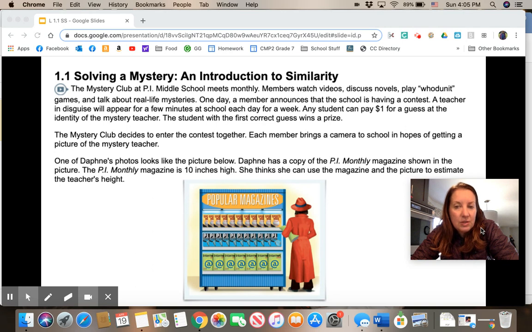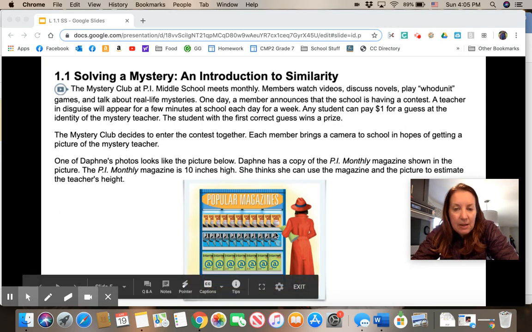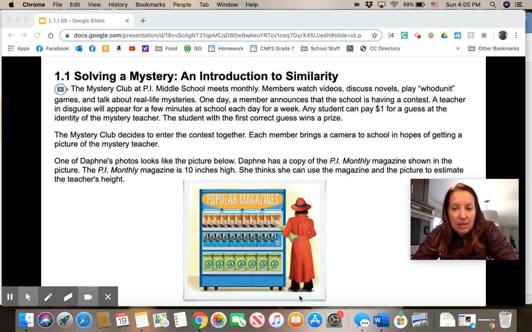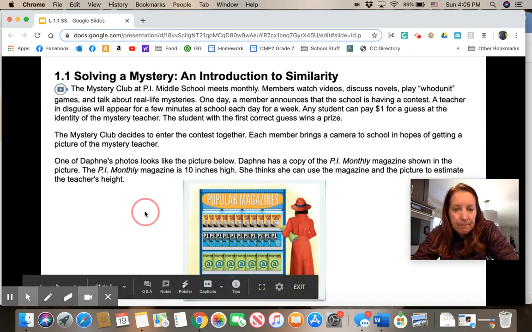She thinks she can use the magazine and the picture to estimate the teacher's height. So, how might she do that if she has that magazine in real life and knows that it's 10 inches? She could maybe see how big it is in the picture and use that to estimate the teacher's height, right? I can't measure it right here on the screen, but let's say it's an inch. If she were to count how many inches tall the teacher was and multiply by 10, she might be able to figure out about how tall the teacher is.